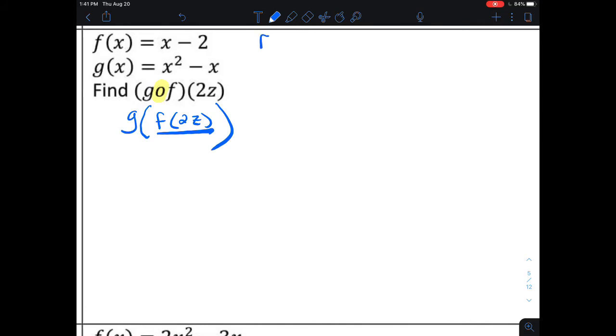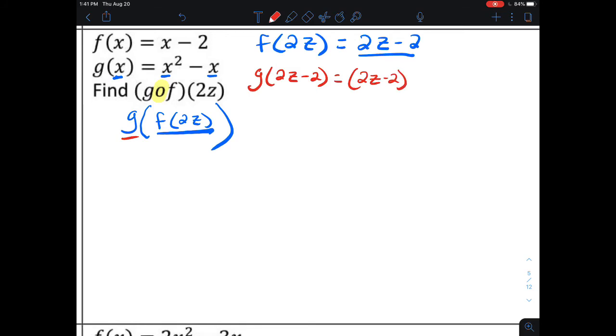So I need to start with the very, very inside, which says figure out what f of 2z is. So f of 2 times z, I replace the x with 2z. So 2z minus 2. And so that is now what goes inside of g everywhere there was an x. So g of 2z minus 2 is going to equal (2z minus 2) squared minus, and I always substitute using parentheses, that expression. And now we just expand and combine like terms.